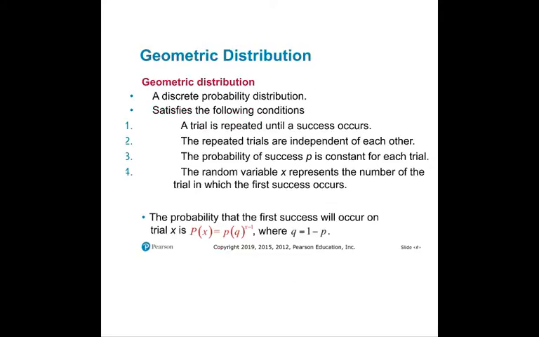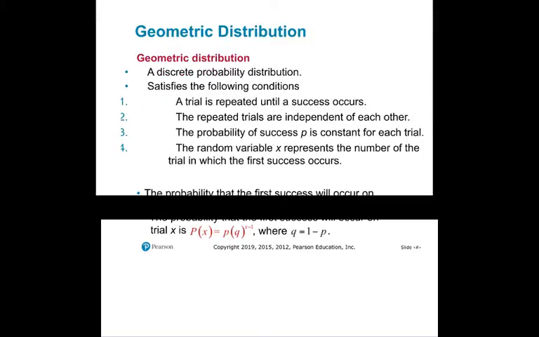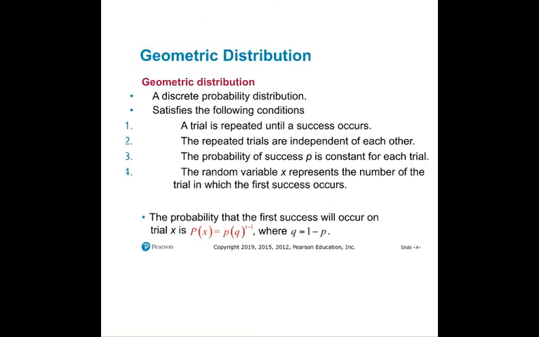A geometric distribution is a discrete probability distribution. It satisfies the following conditions. A trial is repeated until a success occurs. The repeated trials are independent of each other. The probability of success P is constant for each trial. The random variable X represents the number of the trial in which the first success occurs. So when we ask, what's the probability that the first success occurs on the 5th trial or whatever, that's usually indicative of a geometric distribution.